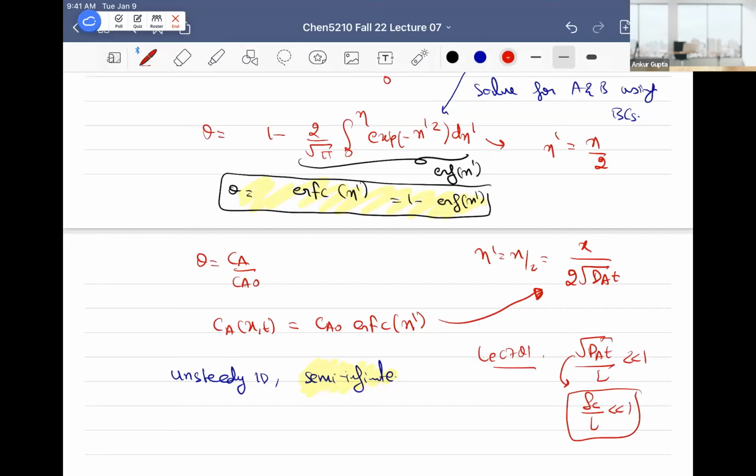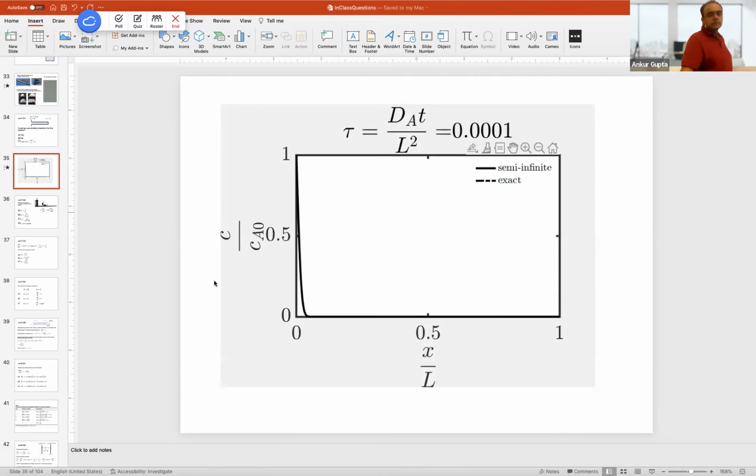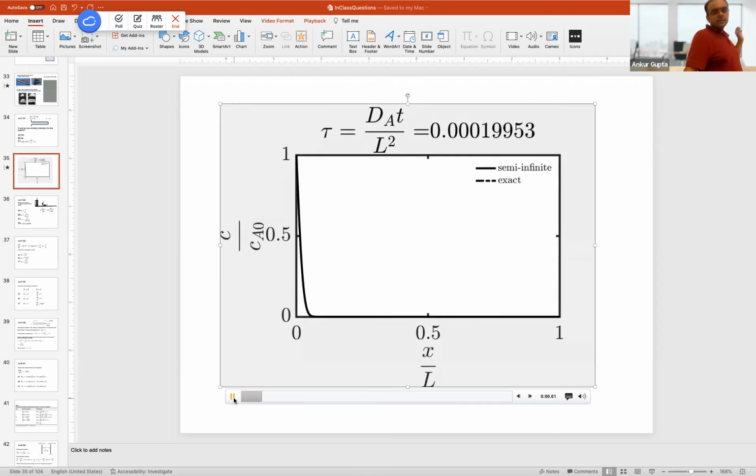Any other questions here? Just to give you an idea, I did this last year based on questions I got from students. There are two answers. One is the semi-infinite and one is the exact. What you see here, Dt by L squared, when I said it was much less than 1, that was the square root of this number. This is just the square. One is the exact solution, one is the semi-infinite, and you will see that this looks pretty good. This matches very well.